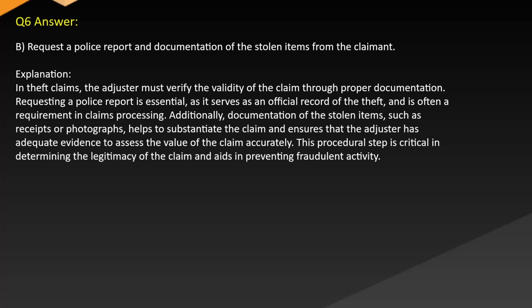Explanation: in theft claims, the adjuster must verify the validity of the claim through proper documentation. Requesting a police report is essential as it serves as an official record of the theft and is often a requirement in claims processing. Additionally, documentation of the stolen items, such as receipts or photographs, helps to substantiate the claim and ensures that the adjuster has adequate evidence to assess the value of the claim accurately. This procedural step is critical in determining the legitimacy of the claim and aids in preventing fraudulent activity.